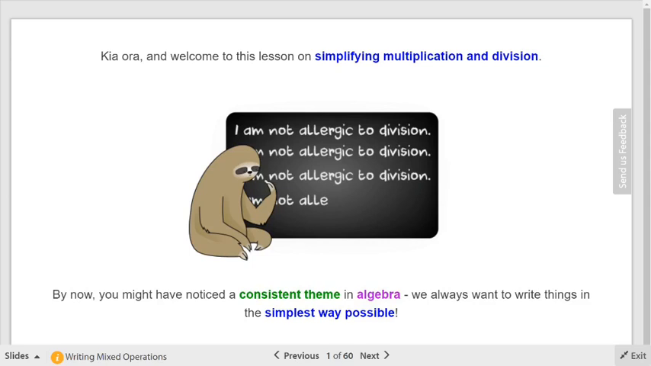Now, I don't know what the sloth is about, but there he is. It's pretty good, though. That's one of my favorite animals. I don't know why.